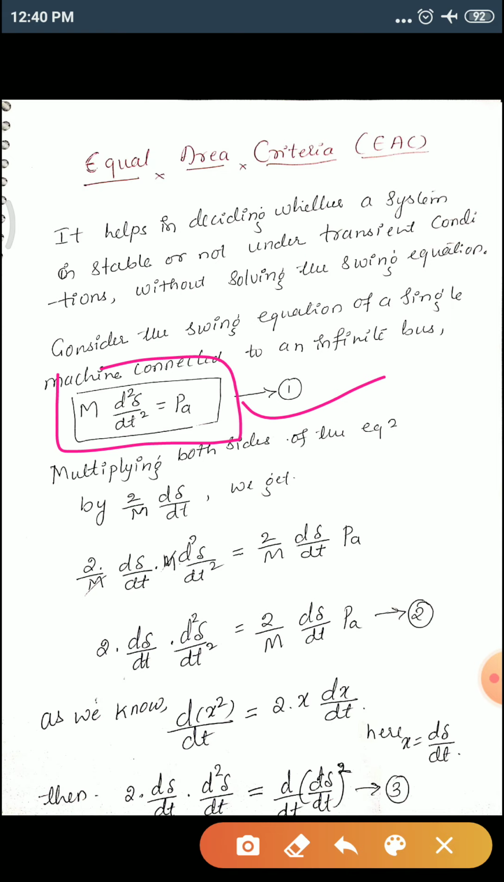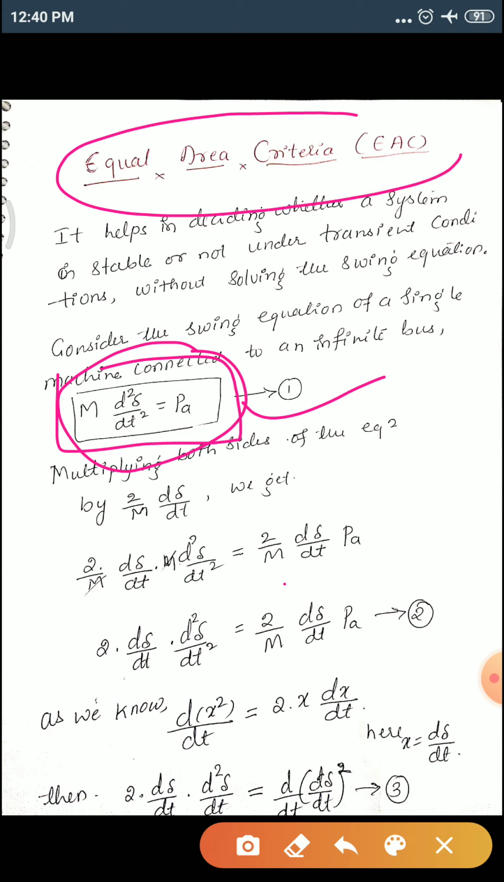Now, as we have discussed, solving the swing equation is a bit tedious. We have a lengthy step-by-step process, in which we have Euler's method and Runge-Kutta method and so on. Instead of going for that lengthy process, by this equal area criteria method we can say whether the system is stable or not.